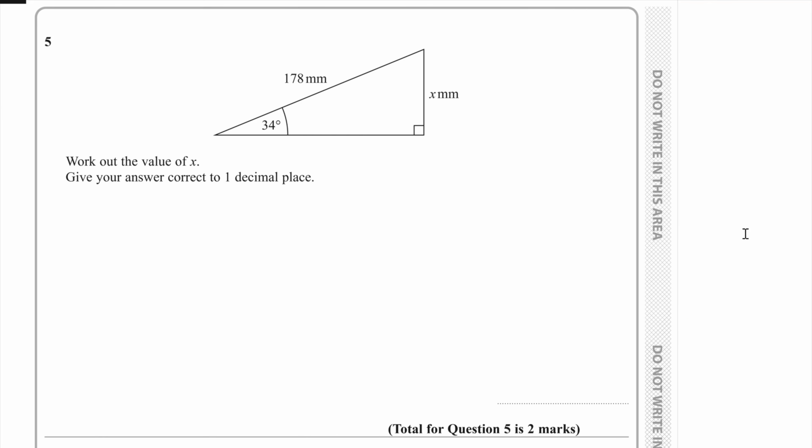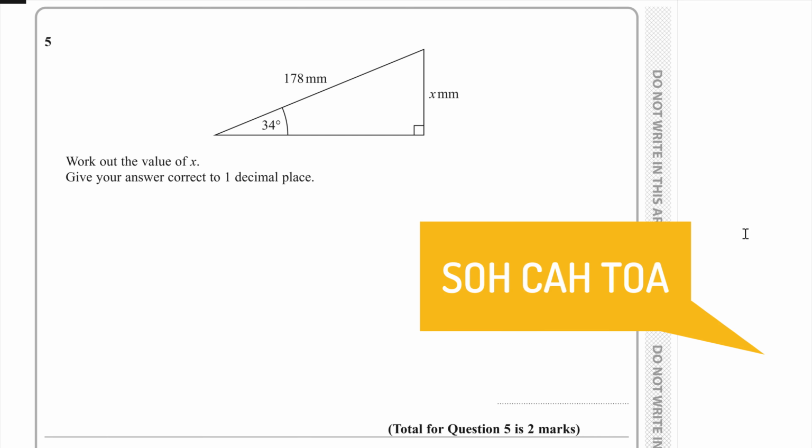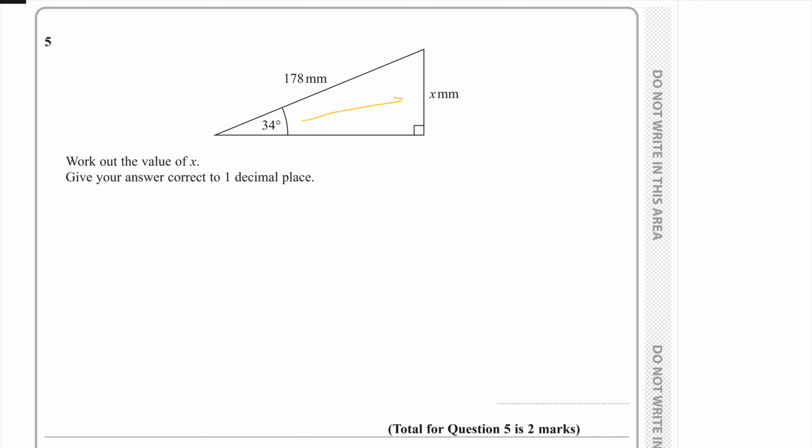Question 5. Work out the value of x. Give your answer correct to one decimal place. When we have a right-angled triangle with angles and sides involved, we can use trigonometry, and I hope you're familiar with SOH CAH TOA. We call the side opposite to the angle selected as opposite side. We can label this with an O. The side opposite to the right angle is the longest side, the hypotenuse. We label this with a H.